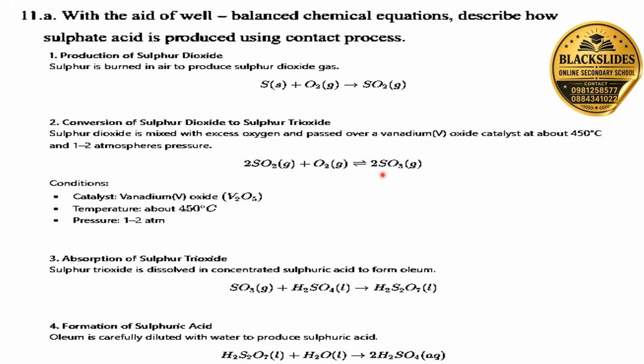The sulfur trioxide produced in step number 2 is going to be dissolved in concentrated sulfuric acid to form what is called the oleum.